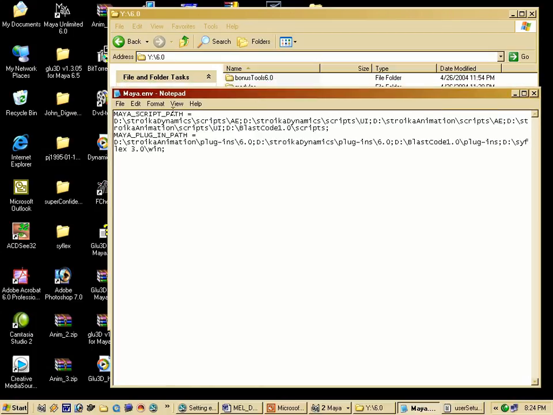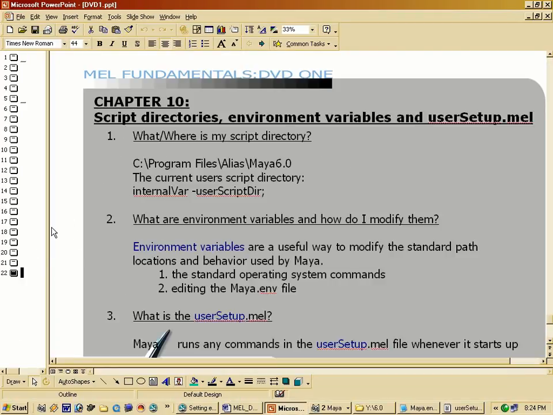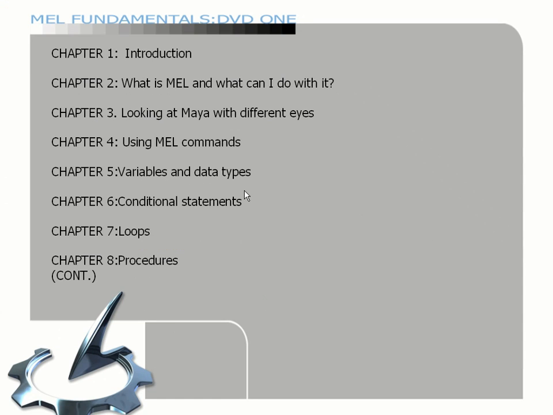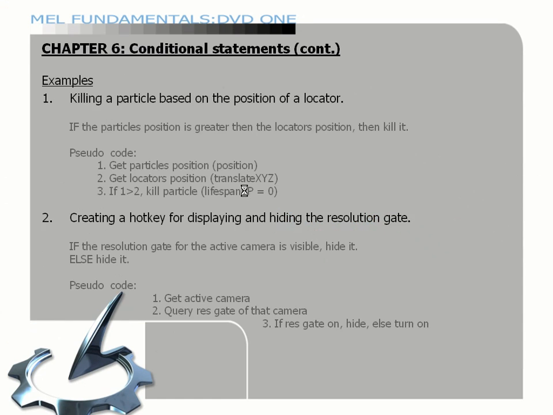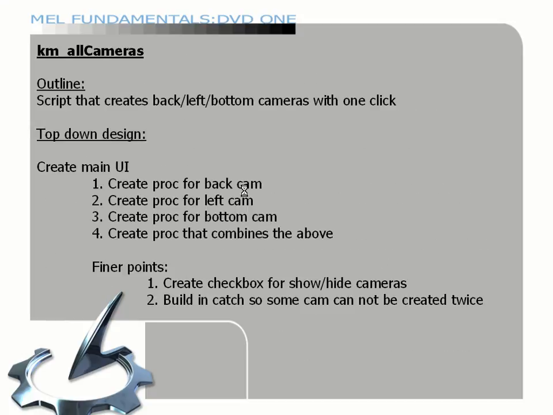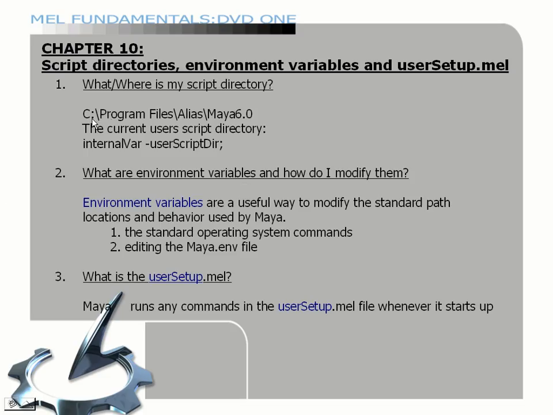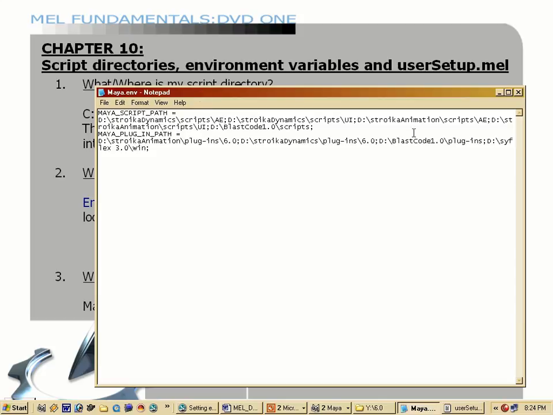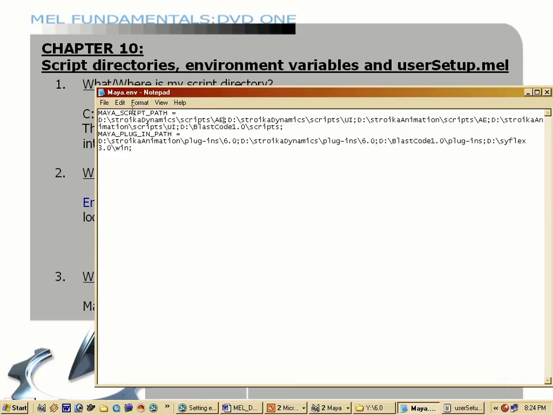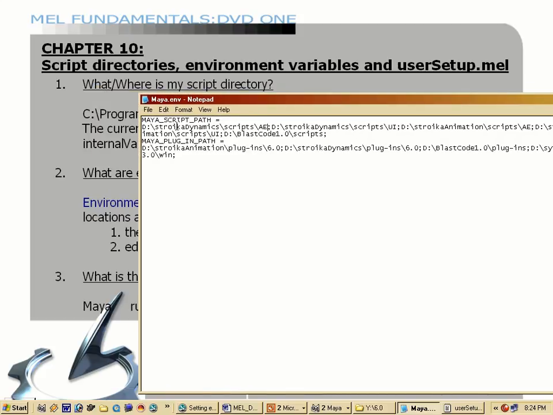For example, by default Maya, every time it starts, will load up the scripts in this directory. Hold on, let me just jump to that chapter. So by default Maya will load the scripts in this directory, this one, and the current user scripts directory, which in my case was 6.0 scripts, right? Now, whatever directories or paths you add to this Maya.env file will be loaded as well. For example, I have plugins and scripts.